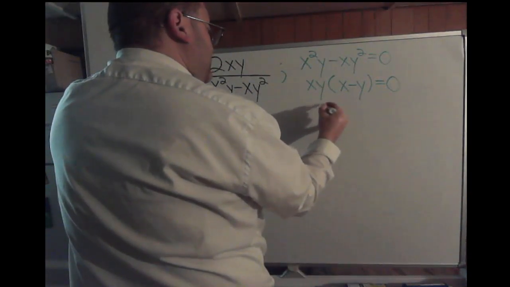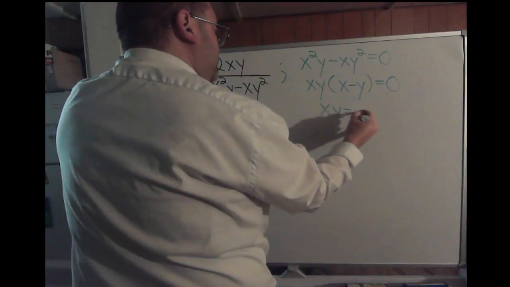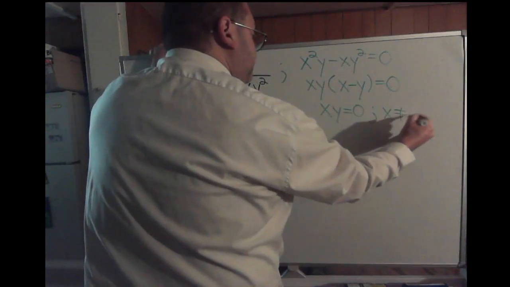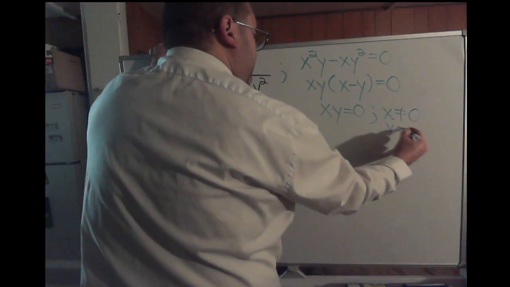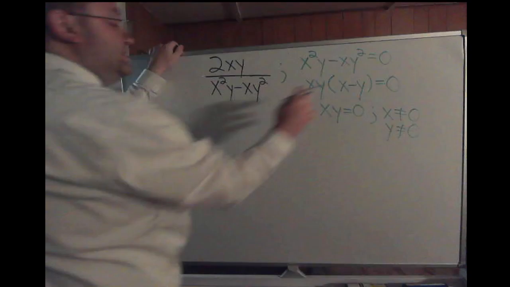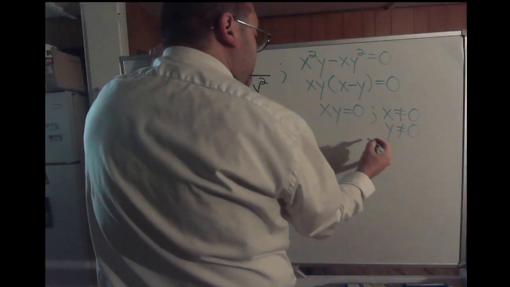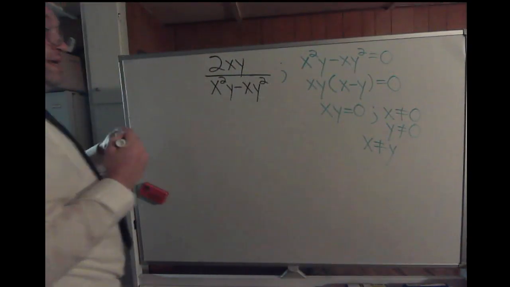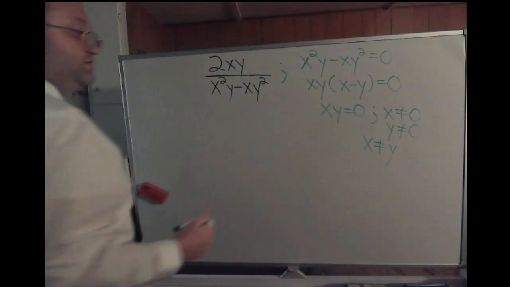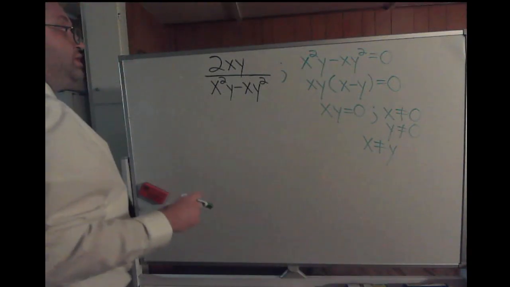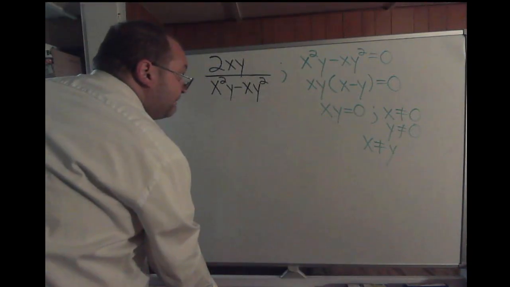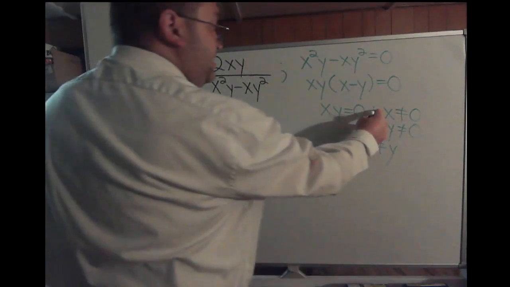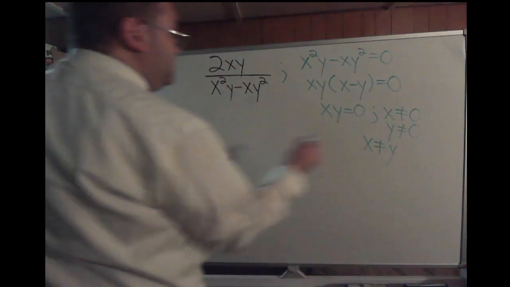And then you would just end up getting xy equal to 0, which means neither x can equal 0, neither y can equal 0, because if either one's 0, the whole thing's 0, and then x cannot equal y, because if x equals y, you also get a denominator of 0. So what you have now, you have your restrictions. X cannot equal 0, y cannot equal 0, x can't equal y.